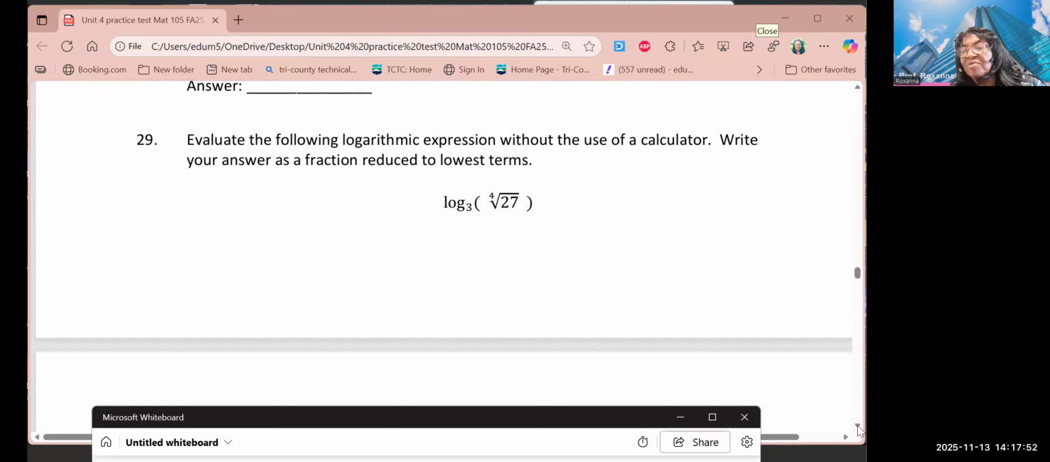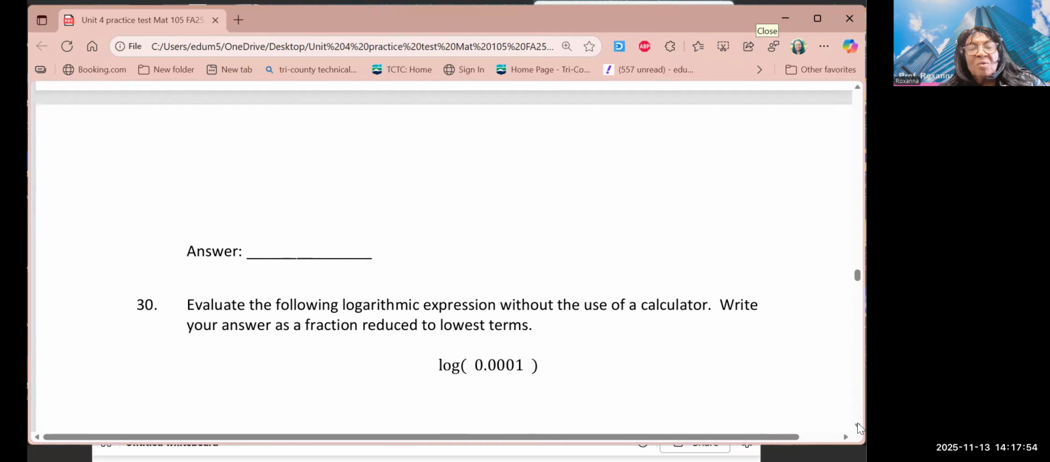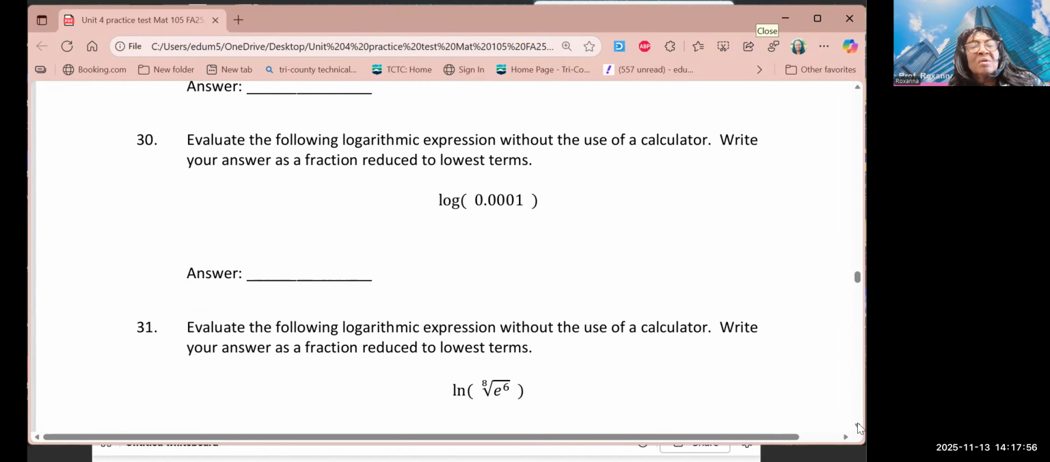See, it's exam review. So we can do, so number 30, let's look at number 30. Evaluate the following logarithmic expression without using calculator. Write your answer as a fraction reduced to the lowest term. So let's go ahead and do what we need to do.